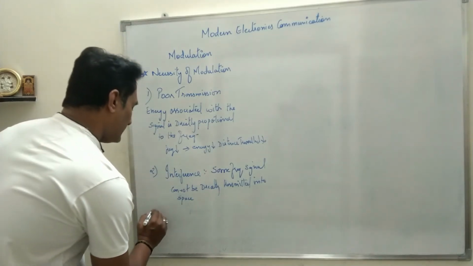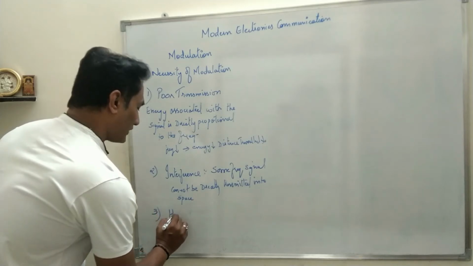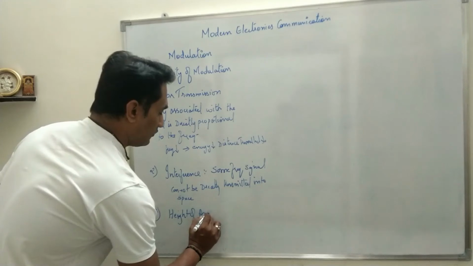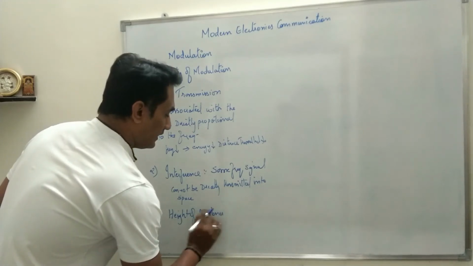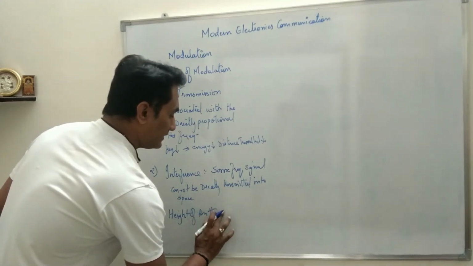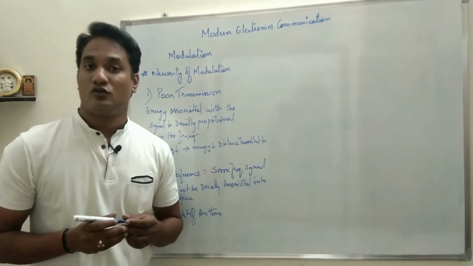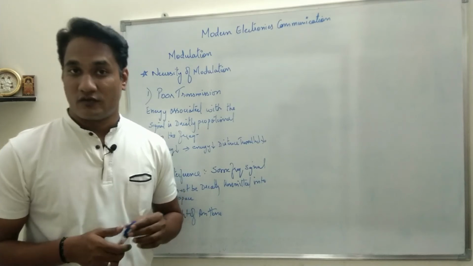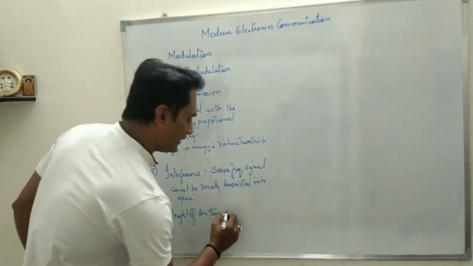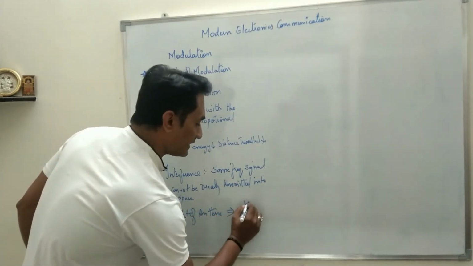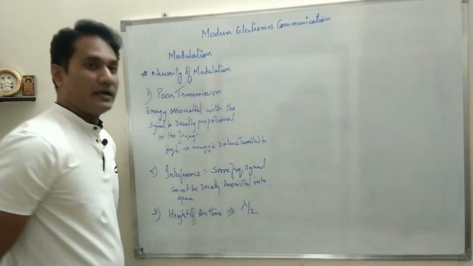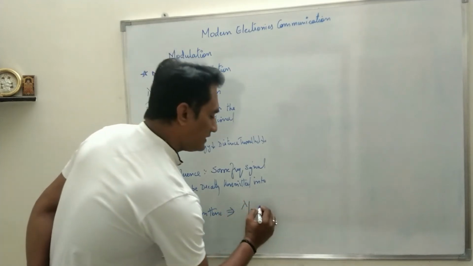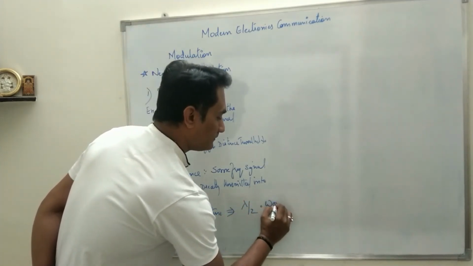And the third, the most important, is the height of antenna. Of course, any electromagnetic signal which you transmit, to receive that electromagnetic signal you need an antenna. So we are talking about the height of antenna. The height of antenna is lambda by 2. Lambda means wavelength, okay. So what is wavelength?